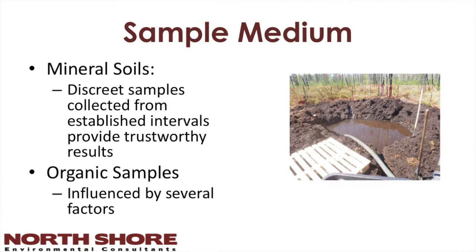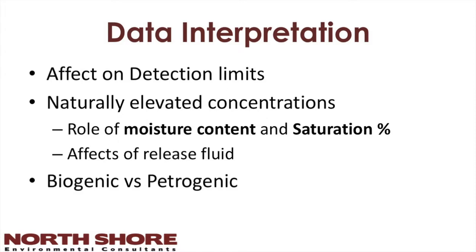Organic samples, however, there's several factors that are going to influence the results that you're going to be reported from the labs. So data interpretation. Data needs to be interpreted. You need to start focusing on the effects that the moisture content saturation percentage is going to have on your detection limits, on the effects of elevated concentrations. You're going to see concentrations being elevated above a Tier 1 guideline, but are they necessarily biogenic or petrogenic sourced? So you need to be able to interpret that information with the help of the people at your lab.